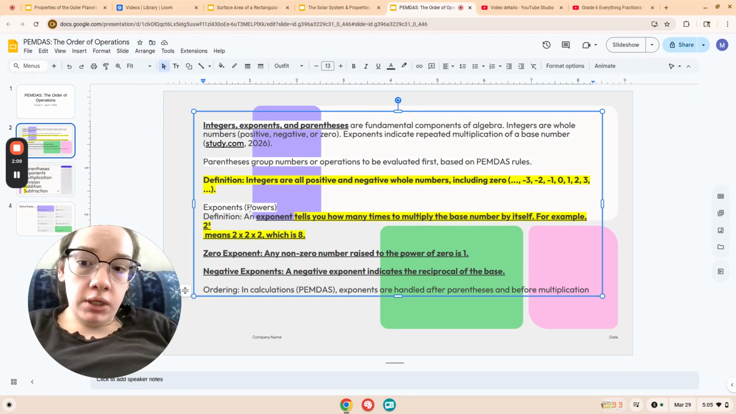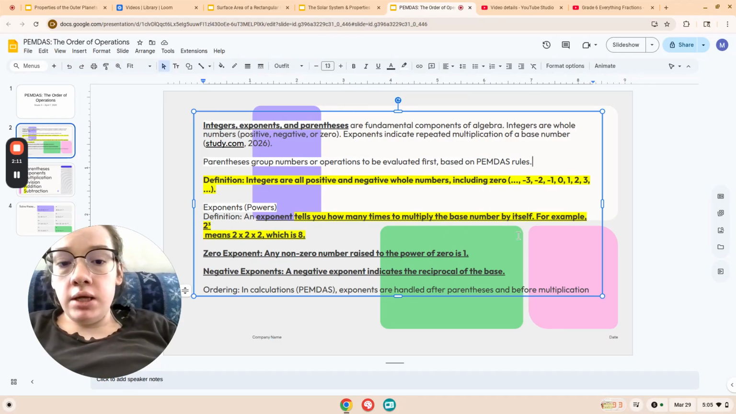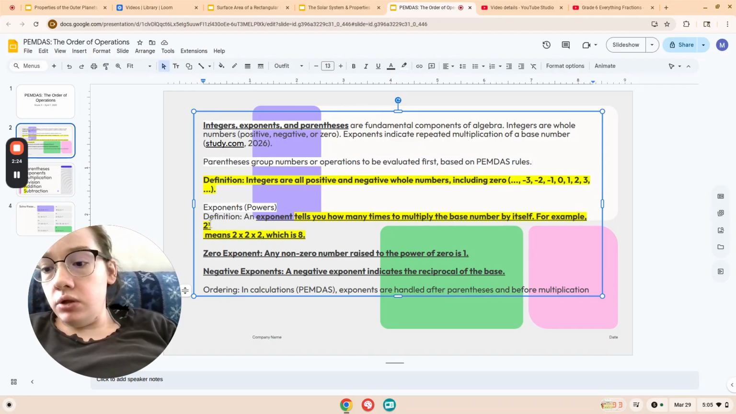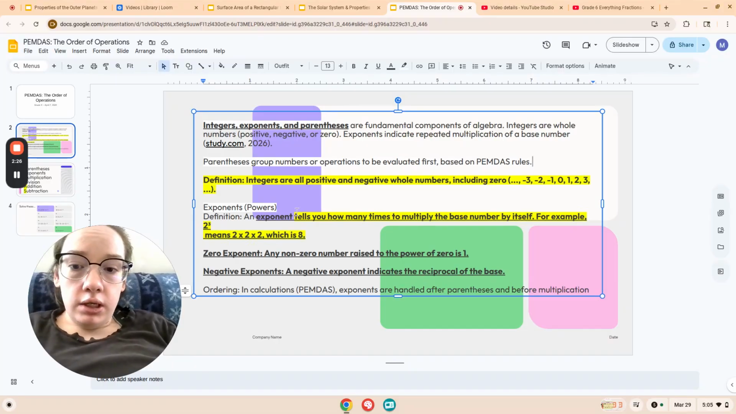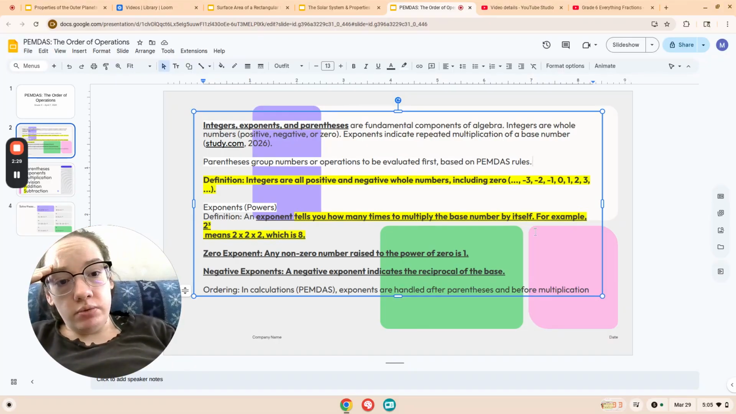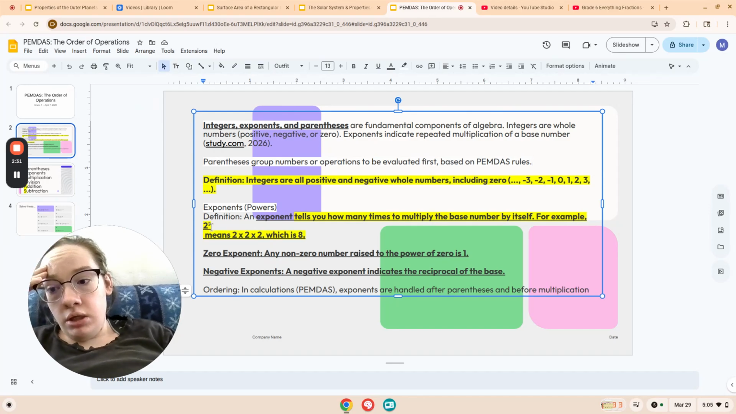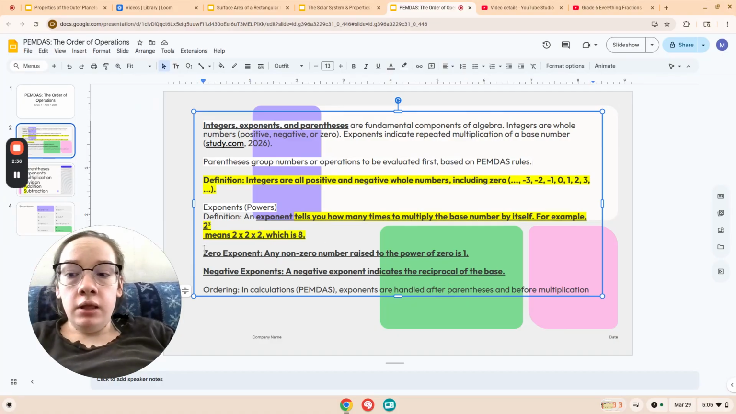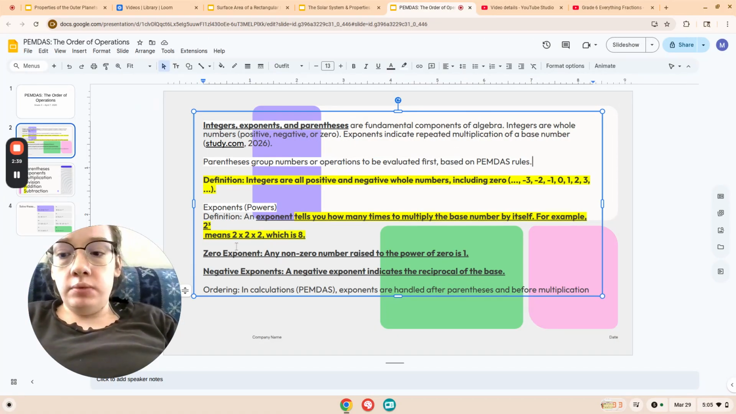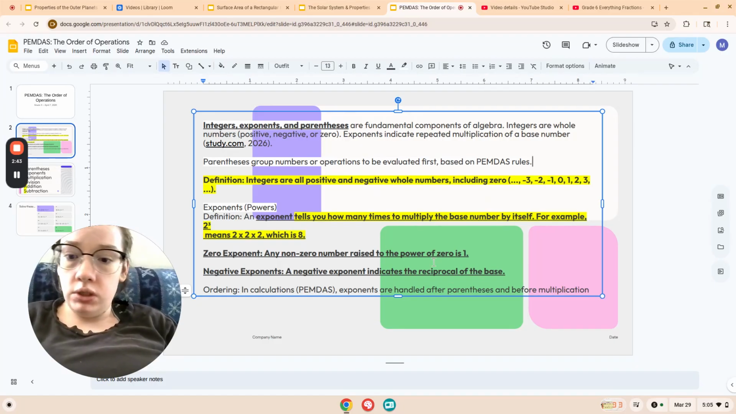Exponents, another word for that, is powers. An exponent tells you how many times to multiply the base number. So in this case, 2 is the base number, as you can see. And see the little 3 in the corner? That's your exponent or your power. So you could say 2 to the third power, or 2 to the third. An exponent tells you how many times to multiply the base number by itself. 2 to the third power will be 2 times 2 times 2, which is 8. Anytime you have a 0 exponent, that base number becomes 1. So any non-zero number raised to the power of 0 is 1.